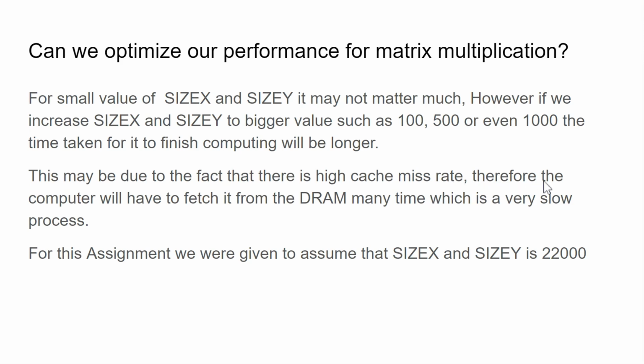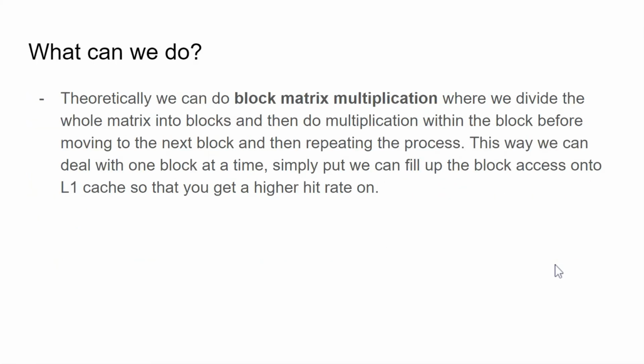Therefore the computer will have to fetch more information from the DRAM many times, which is a very slow process. For this assignment, we were given to assume that size x and size y is 22,000, which is a very big matrix. So what can we do?